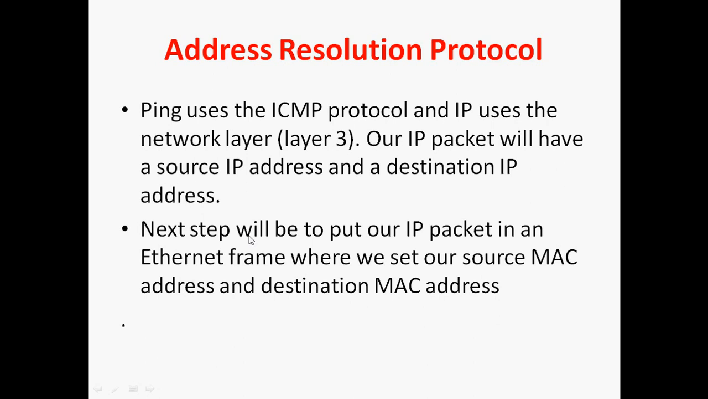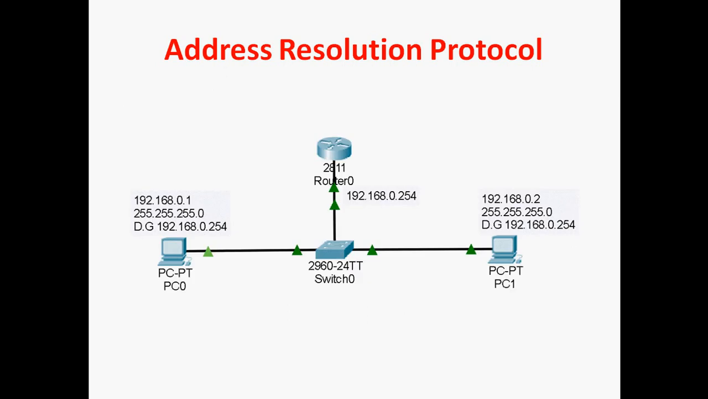The next step will be to put our IP packet in an Ethernet frame. So now layer 3 to layer 2 is an Ethernet frame, where we set our source MAC address and destination MAC address. Now here we have to set our source and destination MAC address. Using Address Resolution Protocol, we have to find out the destination MAC address.